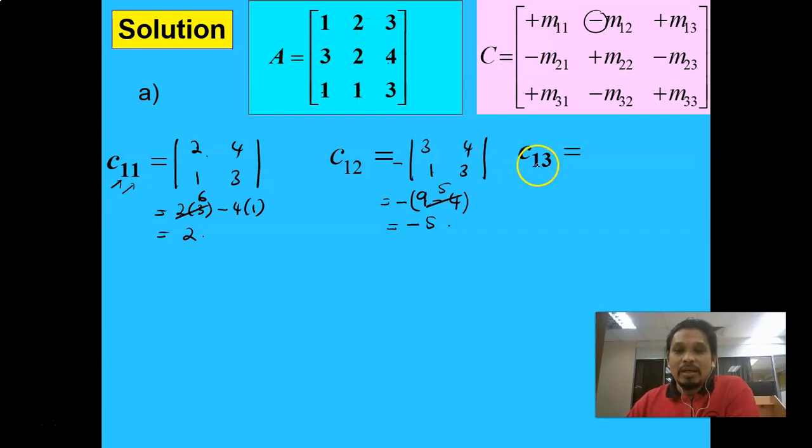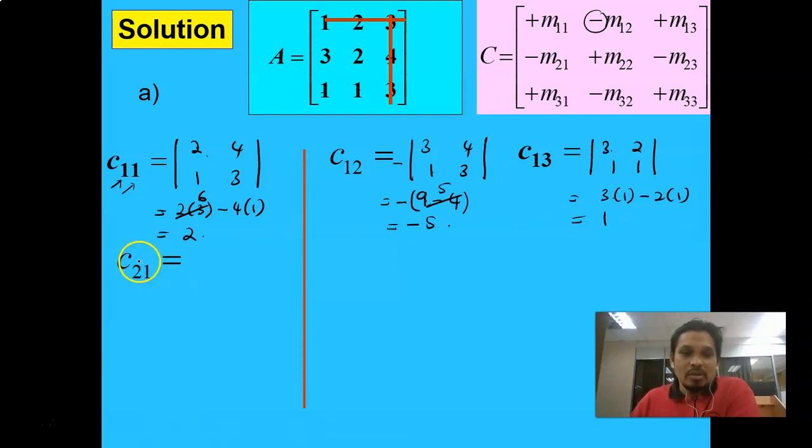Next, C13. We hide the element in row 1 and column 3. What do we have now? 3, 2, 1, 1. With a positive sign here, 3 times 1 equals 3, minus 2 times 1. So 3 minus 2 equals 1.